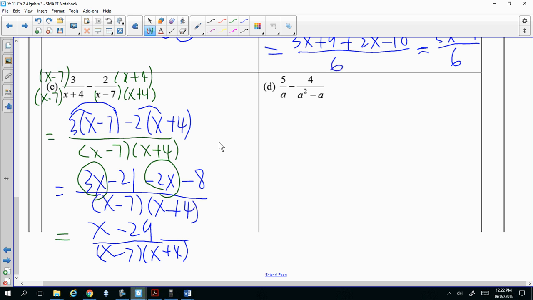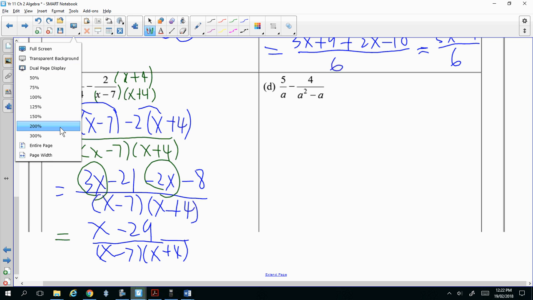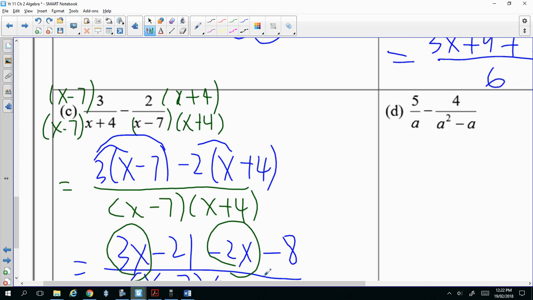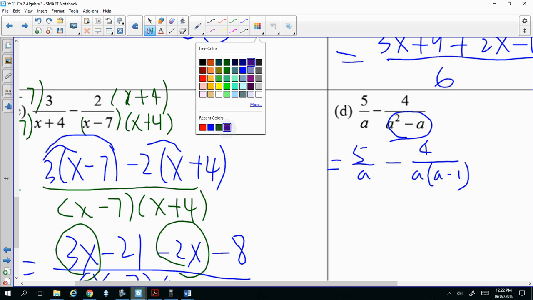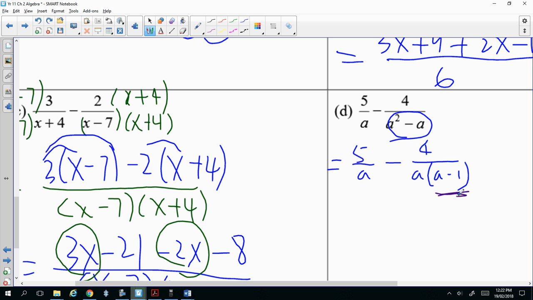All right, how about the next one? For the next one, you actually don't have to multiply everything. What you need to do is to factorize this first. So if you factorize, you get 5 over a minus 4 over a bracket a minus 1, right? There's a common factor of a. And because they both have a, the only thing missing is a minus 1. You only have to give the first fraction a minus 1. But the second fraction, no change, because once the first fraction has the extra a minus 1 as a factor in the denominator, they now have the same denominator.